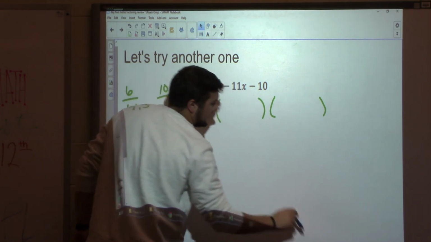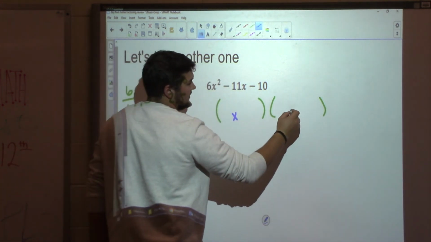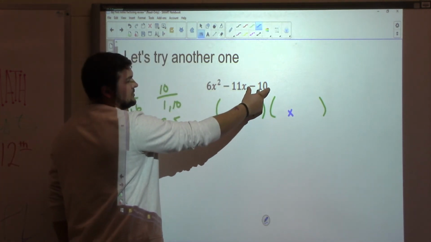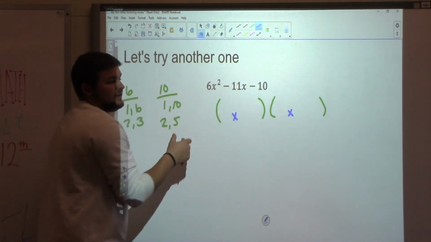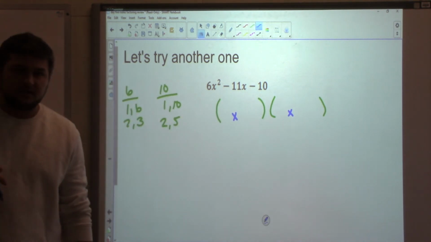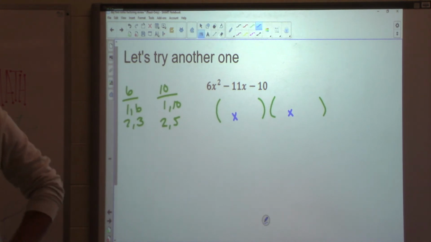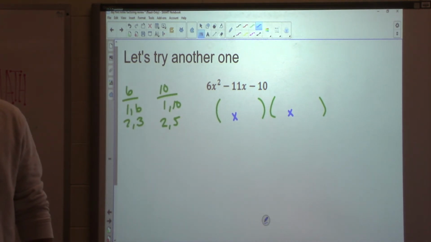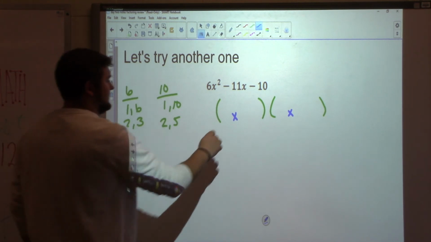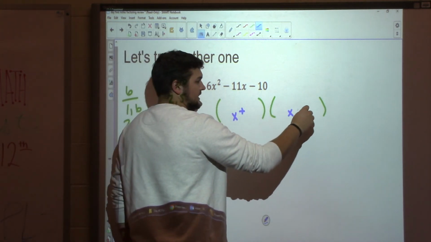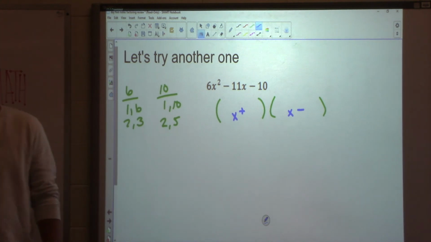Now, when I go to write these out, I'm looking for 2 numbers that multiply to a negative and add to a negative. Well, can I have both positive numbers and multiply to a negative? Can I have both negative numbers multiply to a negative? No. So I know one is going to be positive. I know one's going to be negative. And I'm going to guess and check.